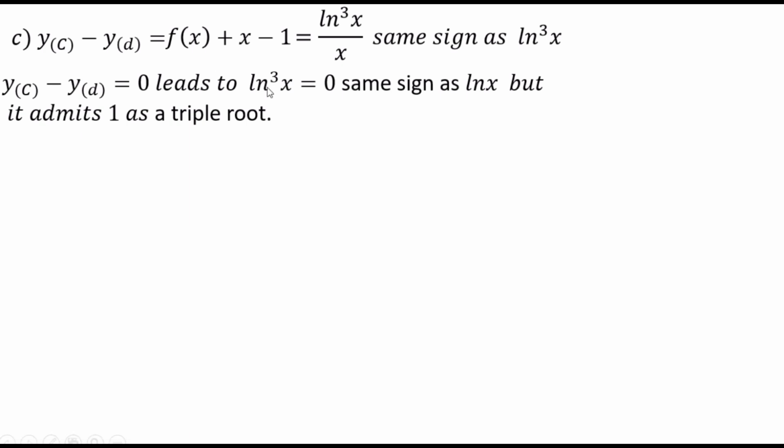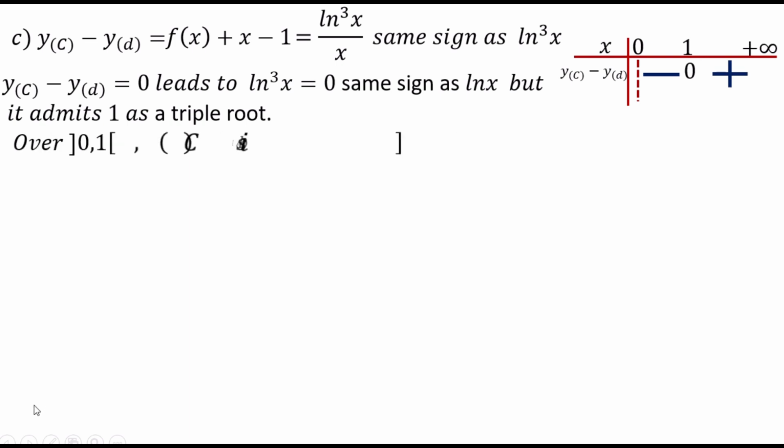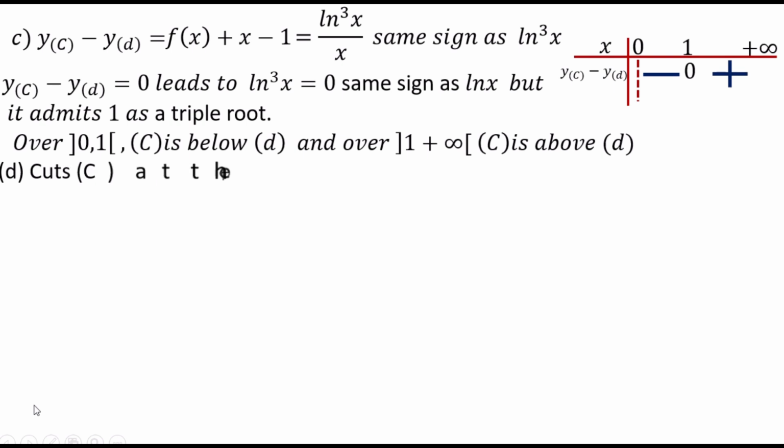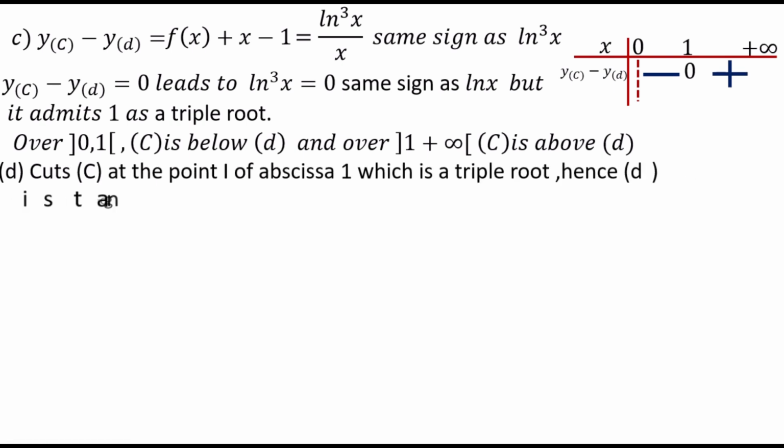If we solve the equation ln cube x equals 0, it means ln x times ln x times ln x equals 0. Ln x equals 0, x equals 1, and we got 1 three times. So 1 is a root of order 3, a triple root. Sign of ln x: between 0 and 1 negative, between 1 and plus infinity positive, and at 1 equal to 0. Over 0 to 1, C is below D, and over 1 to plus infinity, C is above D.